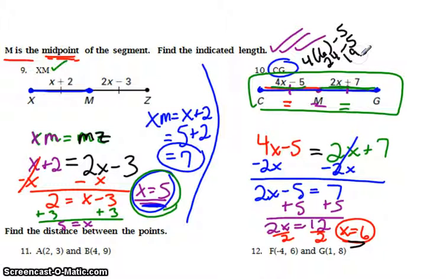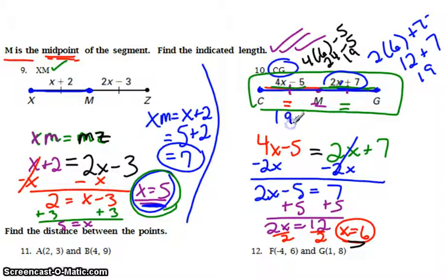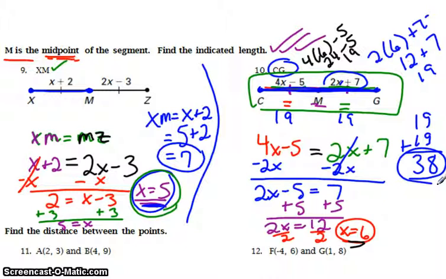Now, if we did that algebra right, when I plug in 6 here, it should give me the same thing. So 2 times 6, substituting in 6 for x, plus 7, 12 plus 7, 19. So both sections are 19. So CG is the whole thing, remember. So I'm going to say 19 plus 19, which gives us 38. So the entire length, C to G, is 38.